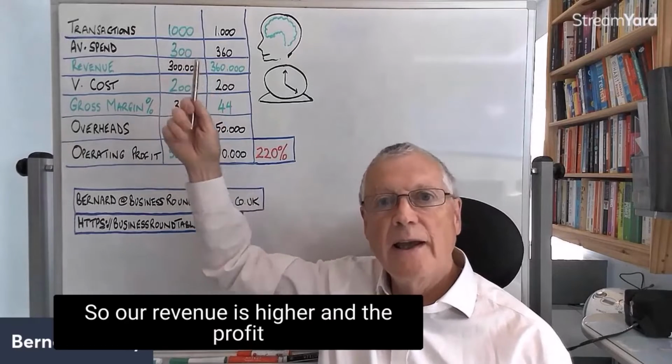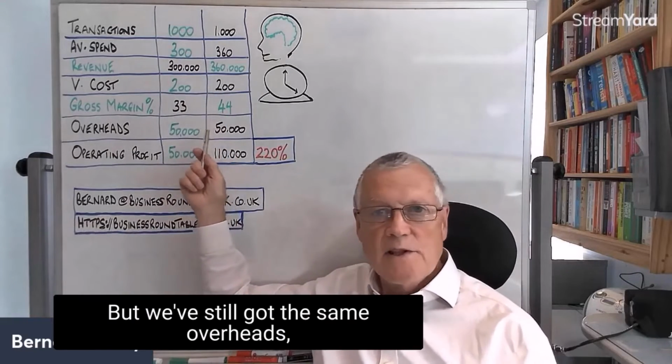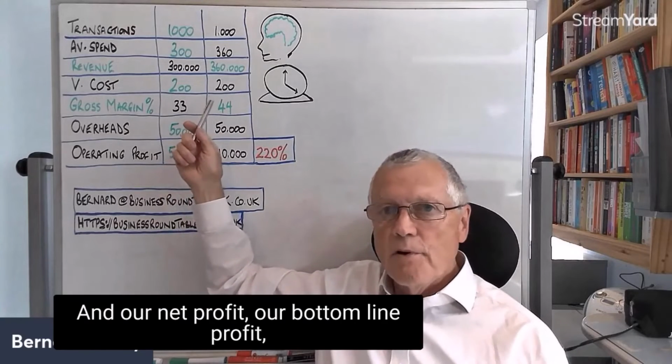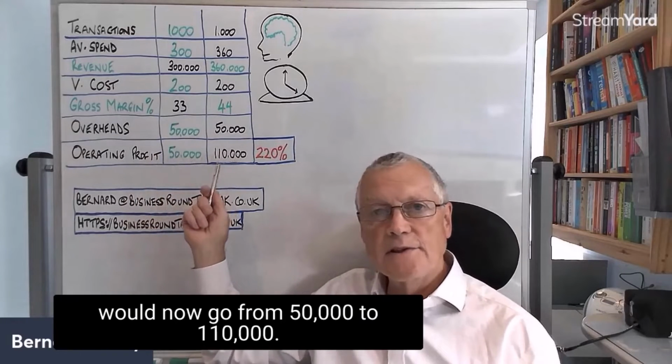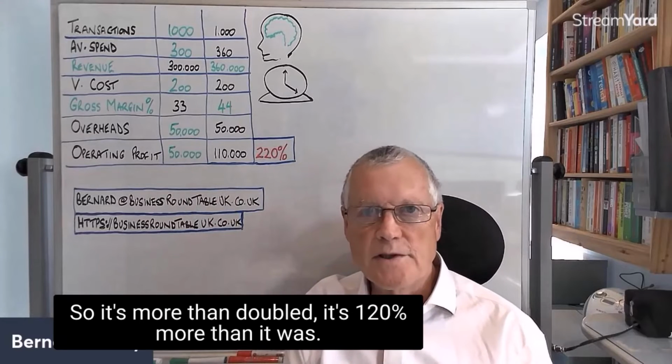So our gross profit now becomes 44% of that 360,000. So our revenue is higher and the profit bit of it is a higher percentage. But we've still got the same overheads. We're not doing anything to do with our overheads. We're not reducing them. And our net profit, our bottom line profit, would now go from 50,000 to 110,000. So it's more than doubled. It's 120% more than it was.